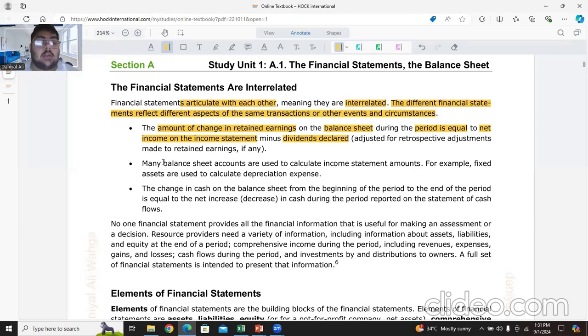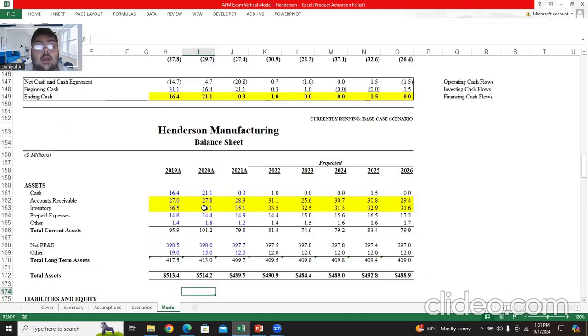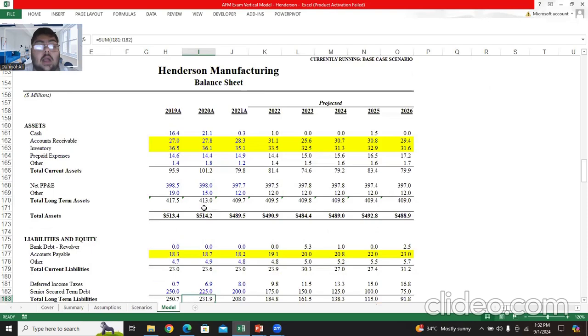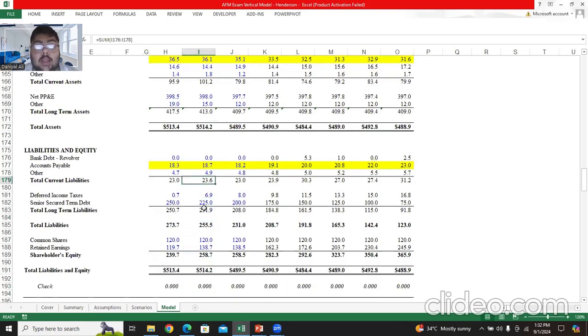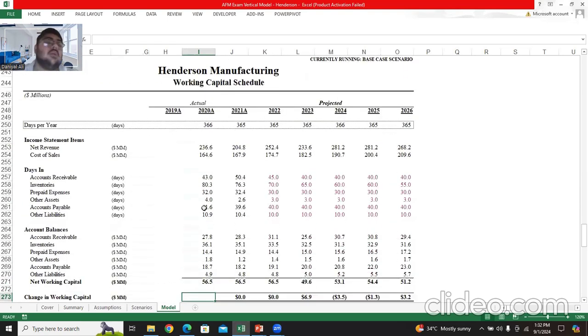Your balance sheet includes many things which are helpful for your income statement. I showed you, if you got account receivable balance, if you got inventory balance, and if you got account payable balance, then you can forecast, you can calculate your working capital amounts, your income statement items such as revenue, such as cost of goods sold. This is a formula developed for the working capital.